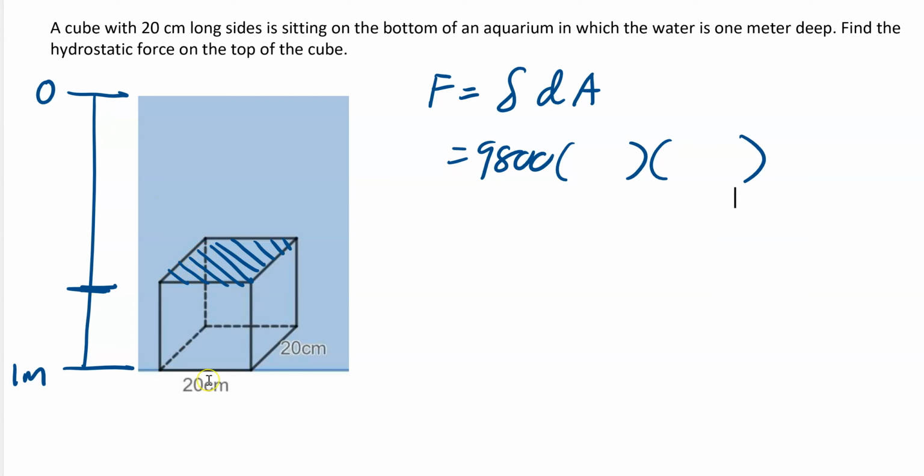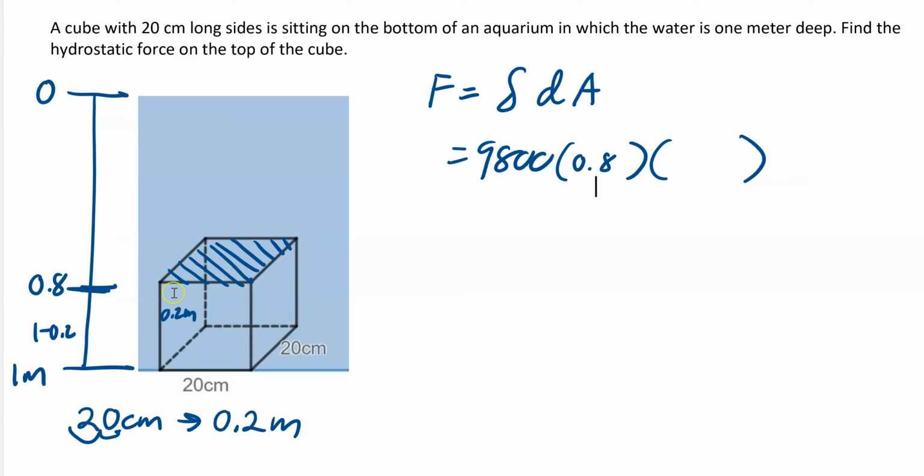Our depth here is, oh, we can't use 20 centimeters. Everything has to be in meters, so if we have centimeters, we've got to convert it. If you remember, King Henry died by drinking chocolate milk, which tells you what to do. Centi, we move it over two places because it's a hundredth. So we get 0.2 meters. If that's 0.2 meters, then we need to find out what it is from here to here, so we remove 0.2 from 1 and get 0.8. So our depth here is 0.8.